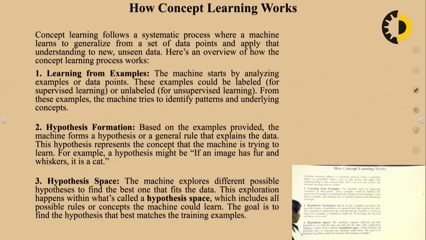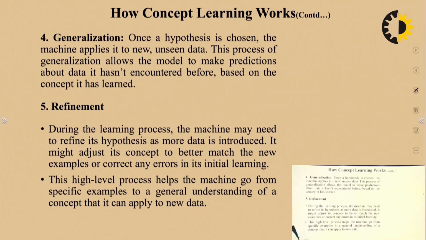So this exploration happens within what's called the hypothesis space, which includes all the possible rules or concepts the machine could learn. So the goal is to find the hypothesis that best matches the training examples.